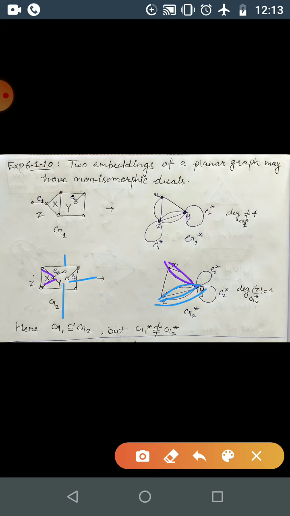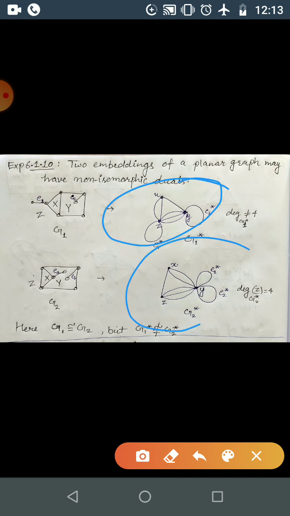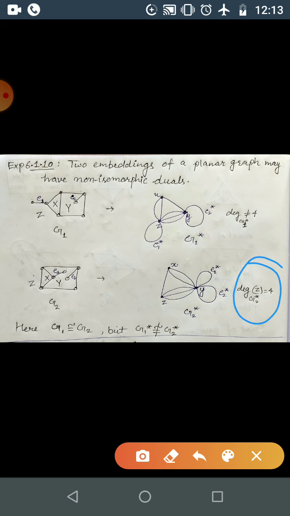And what about X and Z? X and Z there will be only one. X is this region and we have only one edge, so there will be only one edge star, correct. Now are these isomorphic? The answer is no, because here Z has four edges incident with it, or you can just say Z has four edges on its boundary. So the degree of Z will be the number of edges, correct. So it will be 4.